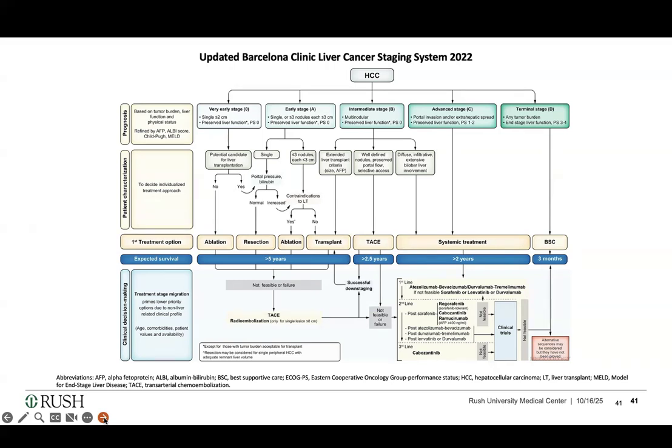So if you have a person who has excellent functional status and has early stage cancer, you really have someone that's got a lot of options in front of them. And if they do not have cirrhosis, this is where you start to look at resection as an option.